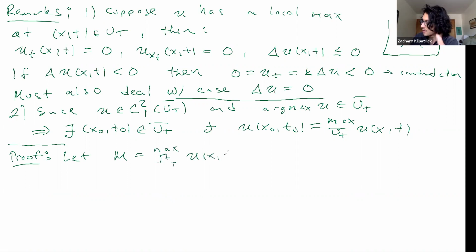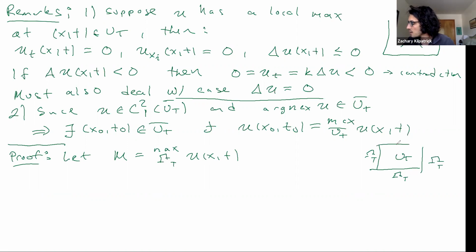Okay, so let's define M as just the maximum along our boundary, right? So let's just remind ourselves what this boundary is. The boundary's here, and the interior is here, right? It includes this line at T, and then the whole interior of this parabolic cylinder, okay? So somewhere along here, there's a maximum along that boundary, okay?